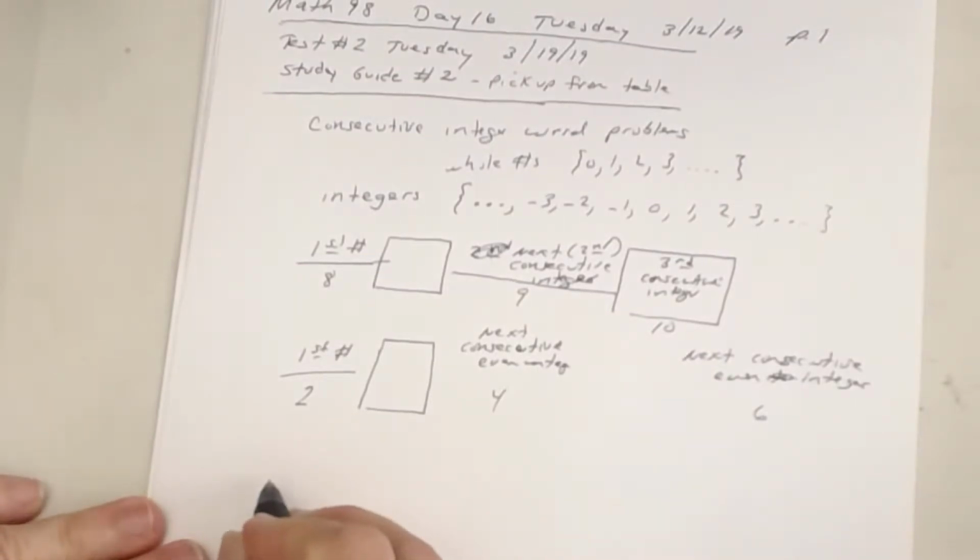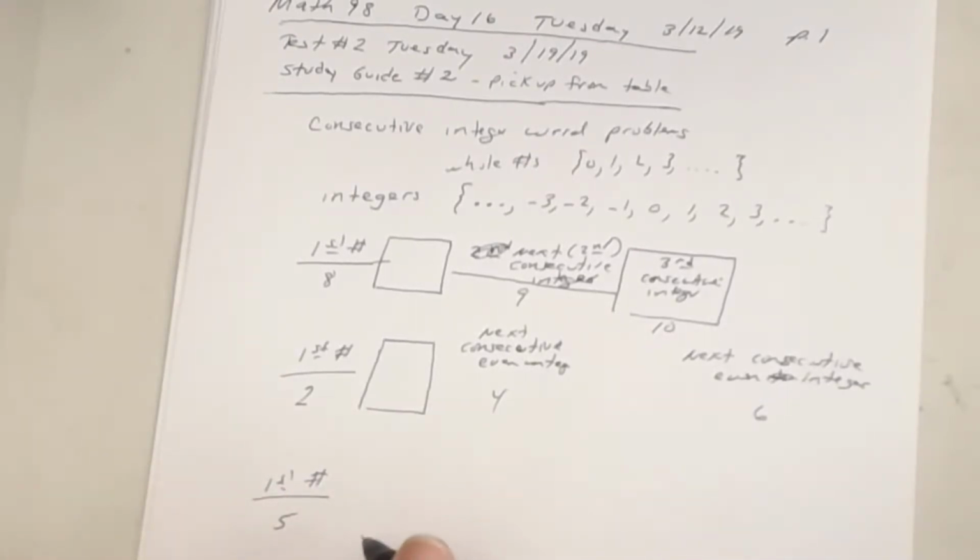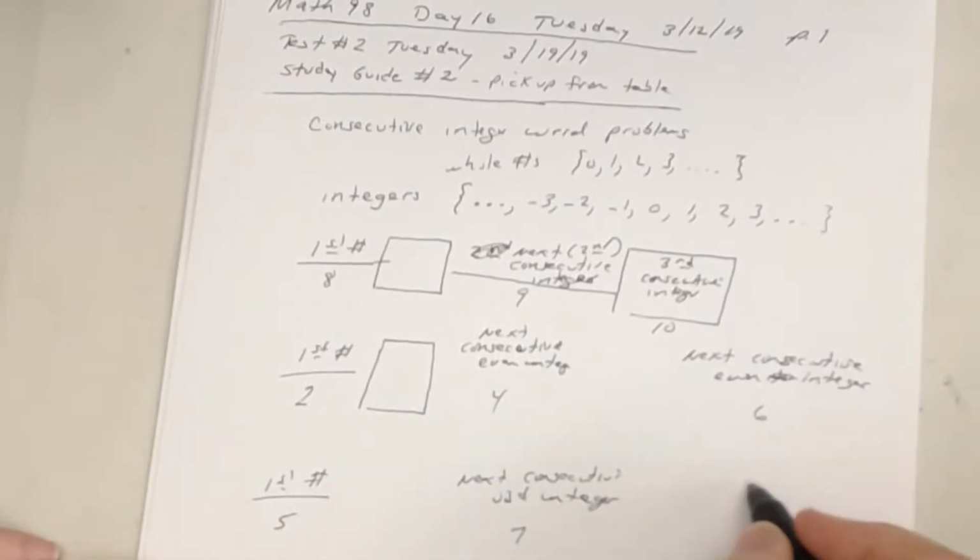If my first number, and I mean integer, is, let's say, 5. Now 5 is what kind of number? Odd. The next consecutive odd integer is what? 7. The next consecutive odd integer is what? 9. Okay? All right, so you know what consecutive even integers are, you know what consecutive odd integers are, and you know what consecutive integers look like.